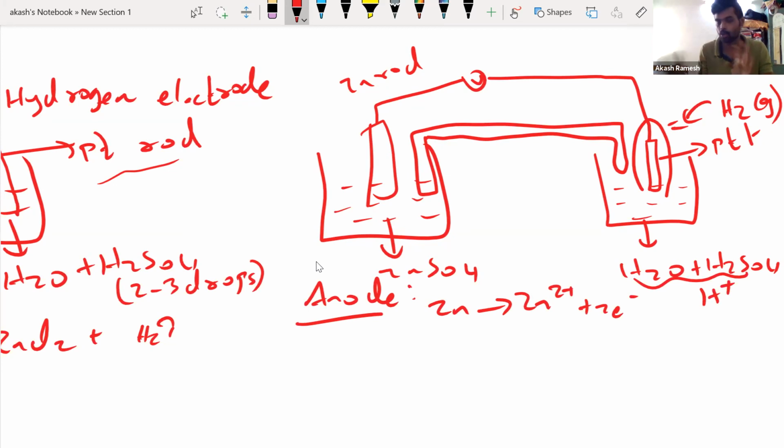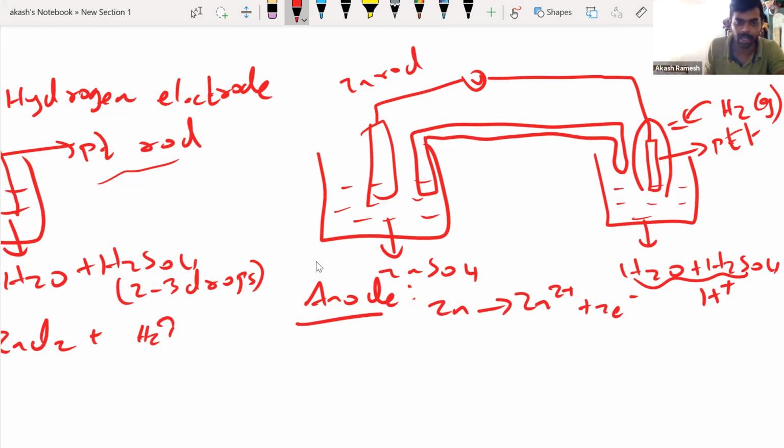Now this H2 and H2SO4 together, you don't have to worry about the sulfate and stuff. All that you have to understand is I'm going to have H+ and the other thing is H2. Just as you have Zn2+ and zinc as partners, in the same way H+ and H2 are the partners. So in the anode, I said that oxidation will happen.